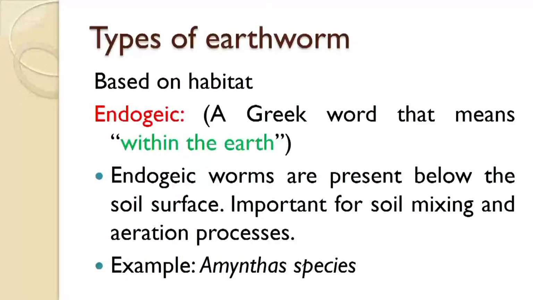Our third group is the endogeic group. Endogeic is a Greek word meaning within the earth. They are present below the soil surface, and are particularly important for soil mixing and the aeration process. Their example is Amynthas species. So we have understood that earthworms present on the surface, which are efficient in eating organic waste, are preferred for the vermicomposting process.